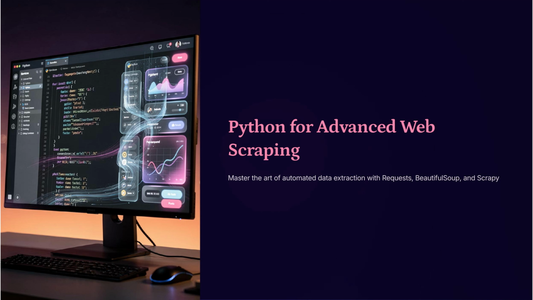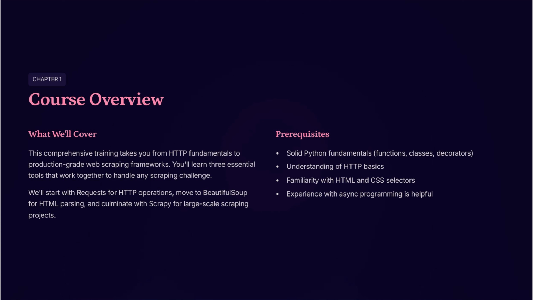Master automated data extraction using Requests, Beautiful Soup, and Scrapy. Requests handles hypertext transfer protocol operations efficiently. Beautiful Soup excels in parsing hypertext markup language, and Scrapy is ideal for large-scale scraping projects. These tools, when combined, offer a robust solution for any web scraping challenge, ensuring you can extract data effectively and efficiently. This course covers HTTP fundamentals and advanced web scraping frameworks.